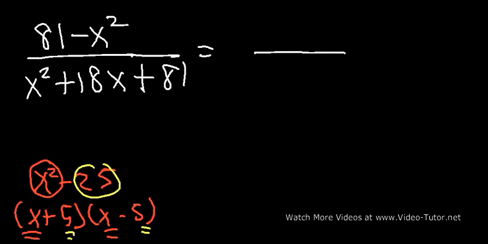So let's apply that here. What's the square root of 81? The square root of 81 is 9, because 9 times 9 is 81. The square root of x squared is x. And then we just need a plus and a minus. That's how you factor it.